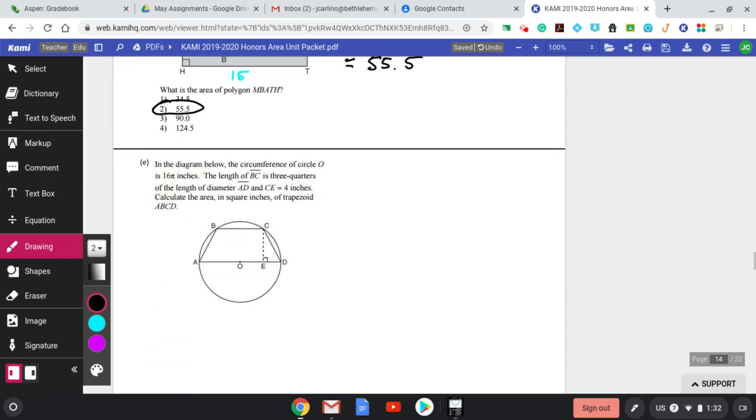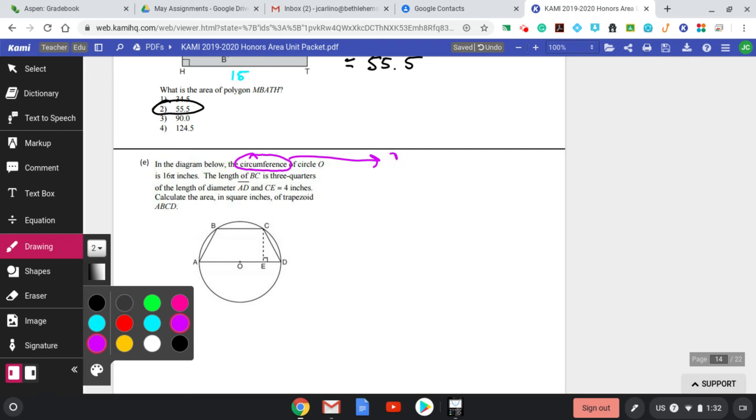Another tough one, part E. Diagram below. Oh boy. Hey, haven't seen that word in a while. Let's just review real quick. Anybody remember the circumference formula for a circle? Pi times its diameter. All right. The circumference of circle O is 16 pi. The length of BC is 3/4 of the length of diameter AD. CE is 4. Calculate the area of the trapezoid.